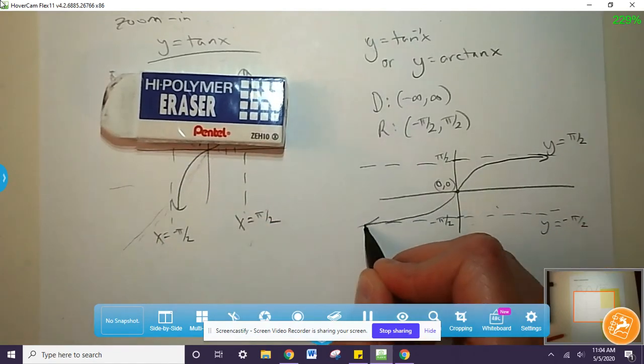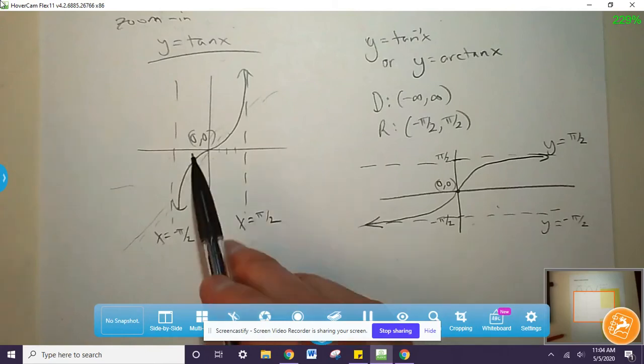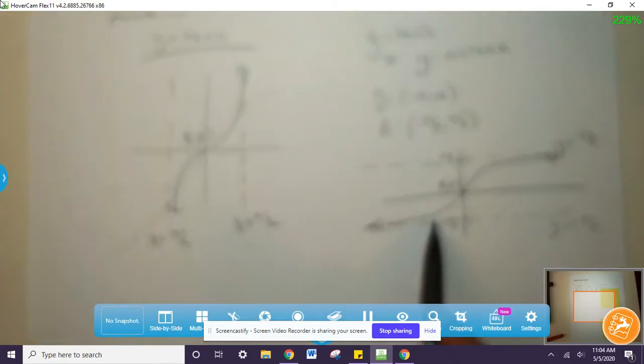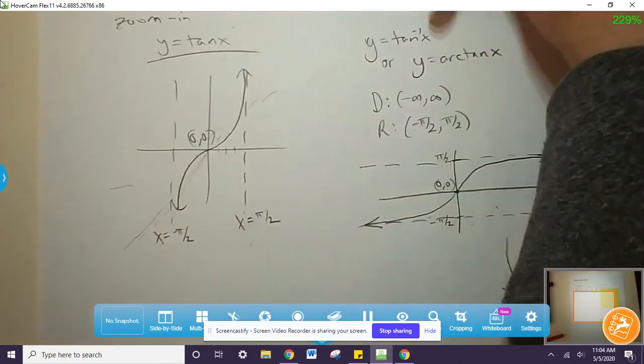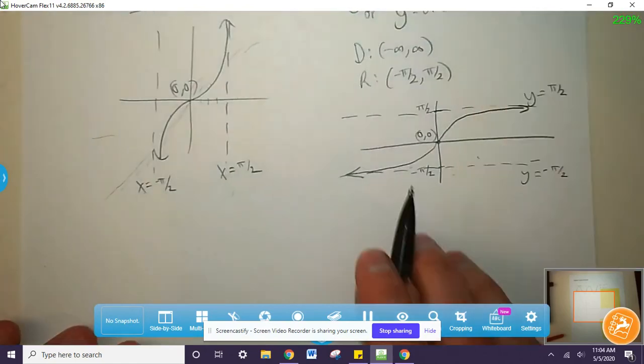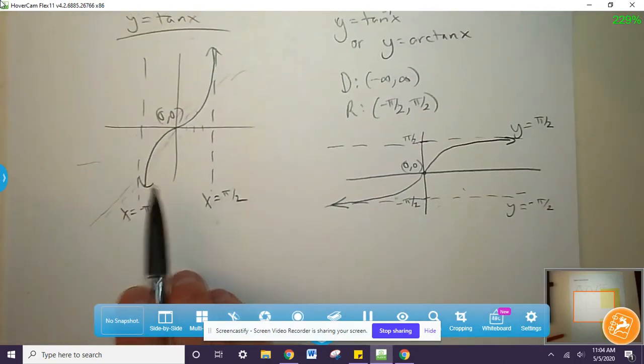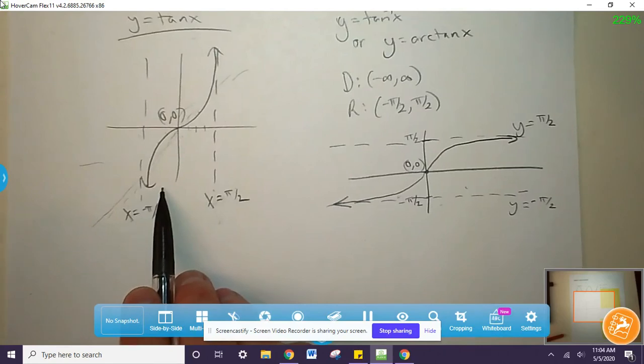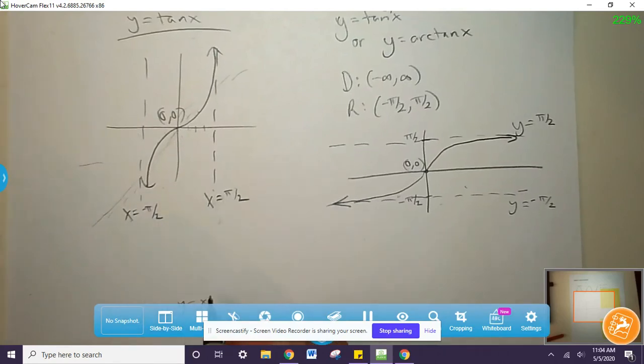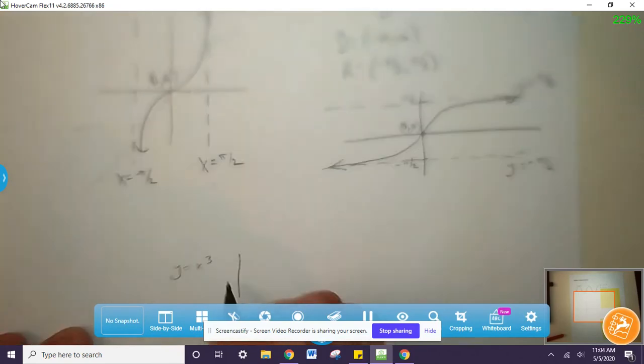So some of you are lucky enough to be able to visualize that right from the beginning. Like I said, I have trouble. So the way that I actually remember what inverse tan looks like is I remember who tan reminds me of. Tangent reminds me of x cubed. So x cubed looks like this.